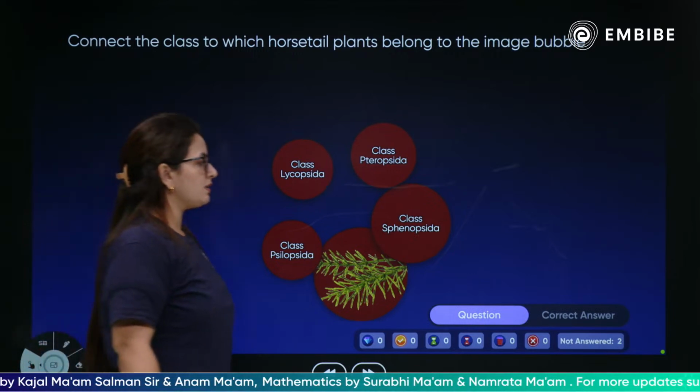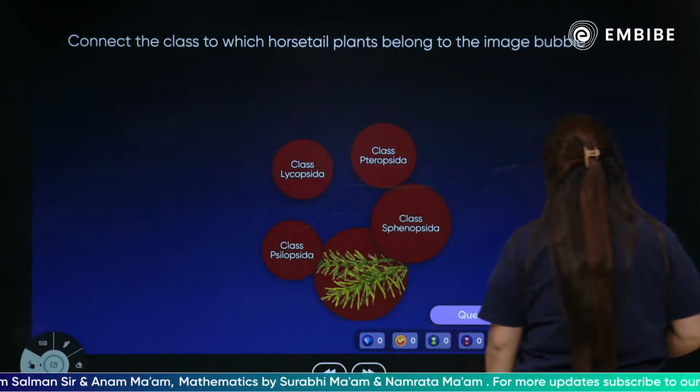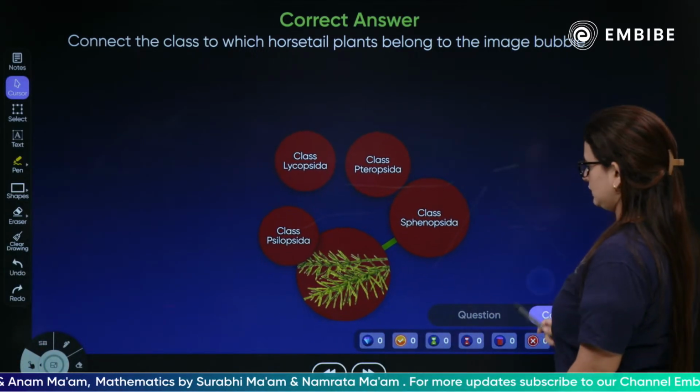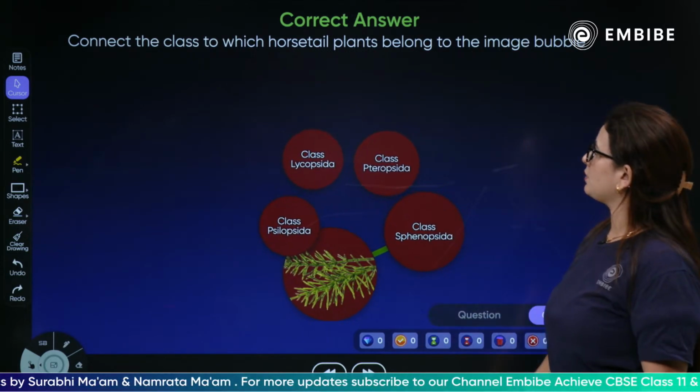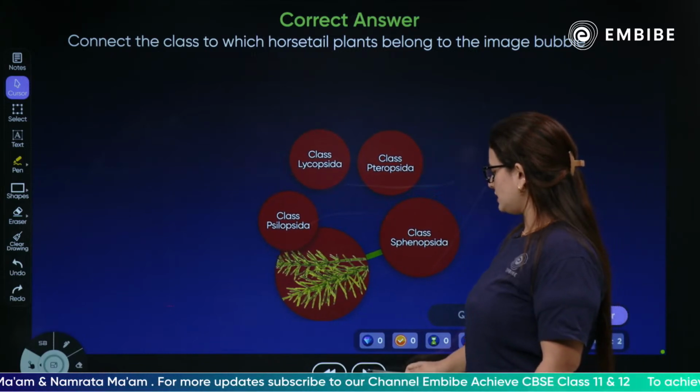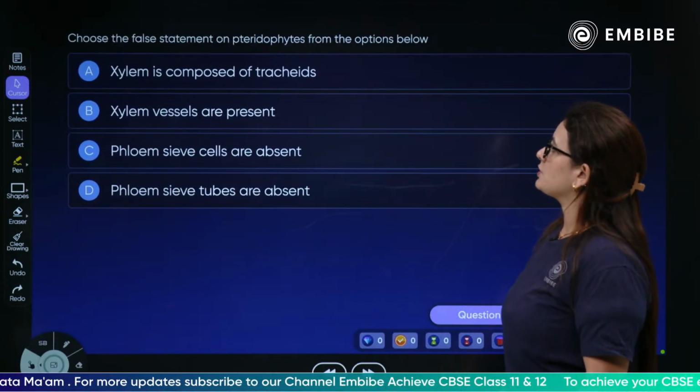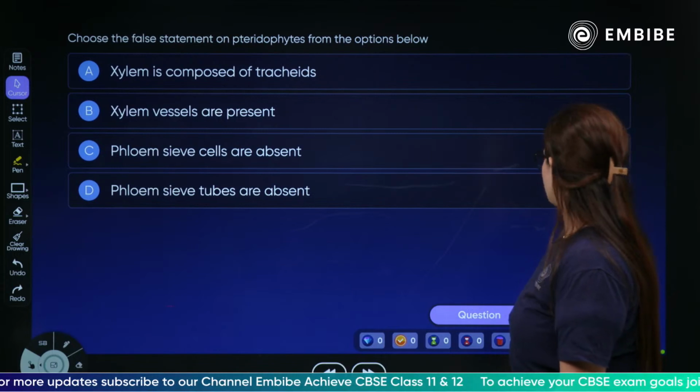What could be the correct answer? Very simple, children. The horsetail belongs to the class Sphenopsida. Very simple. Next question. Choose the false statement about the pteridophytes.